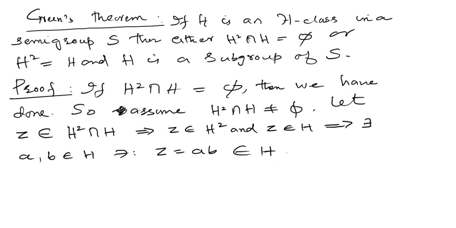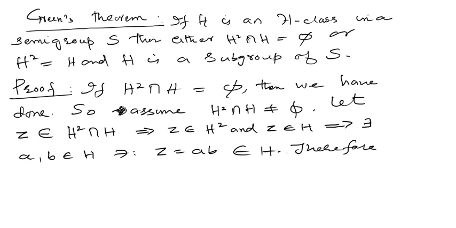Okay, so we have two elements A and B such that this product AB is in H. Now AB is in H, and A is also in H. So therefore, let me write it precisely. Therefore, this AB is in H.